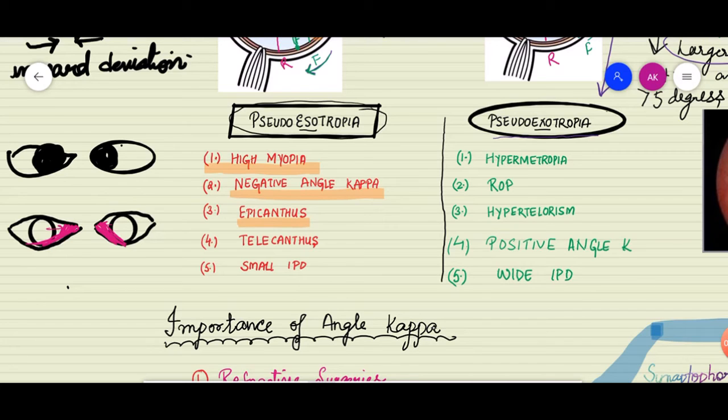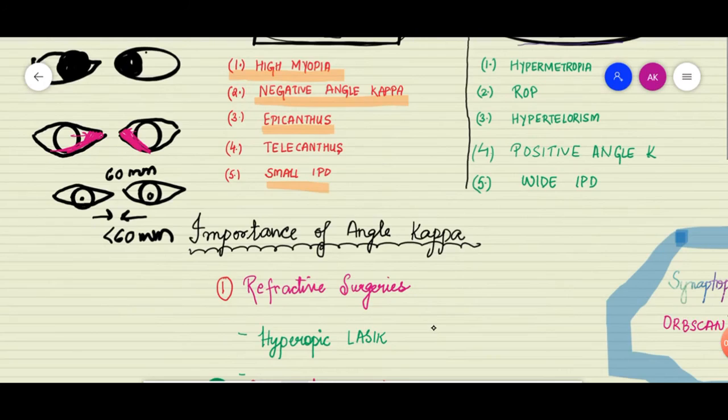Similarly, in patients who have closer set eyeballs, that means a closer IPD, normally the distance between the two pupils is about 60 mm. In a patient who has less than 60 mm also, we might feel as if the eyeballs are closer, right? So in such conditions also, it will look as if he has pseudoesotropia.